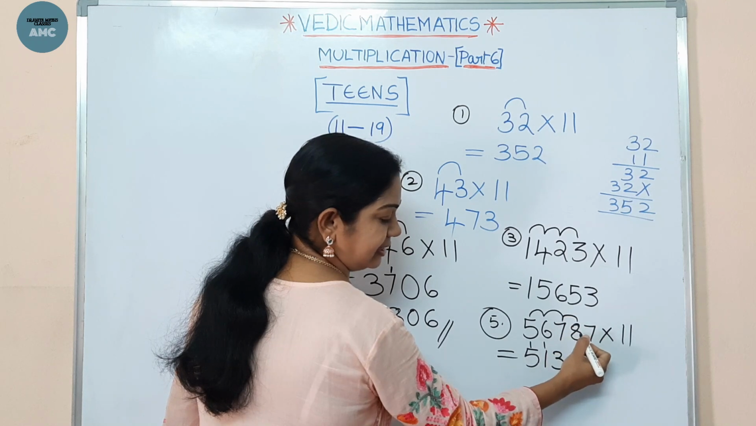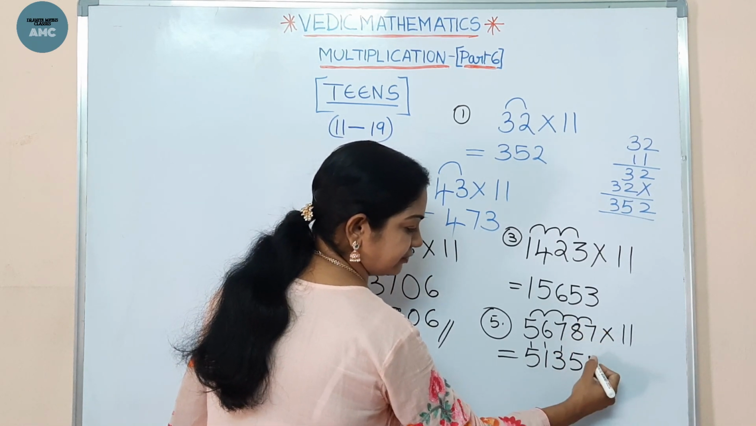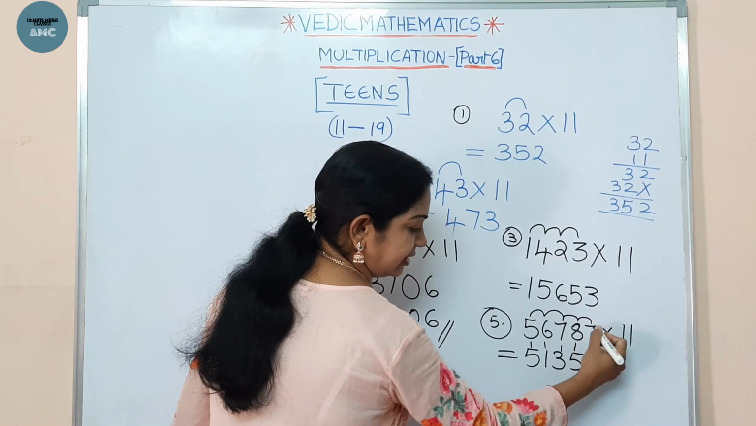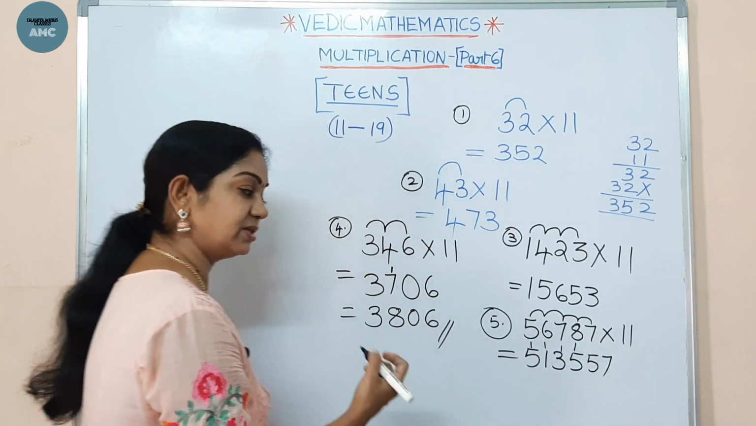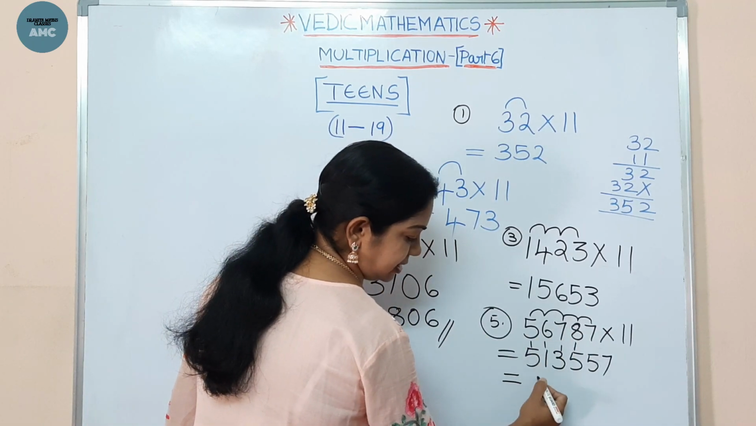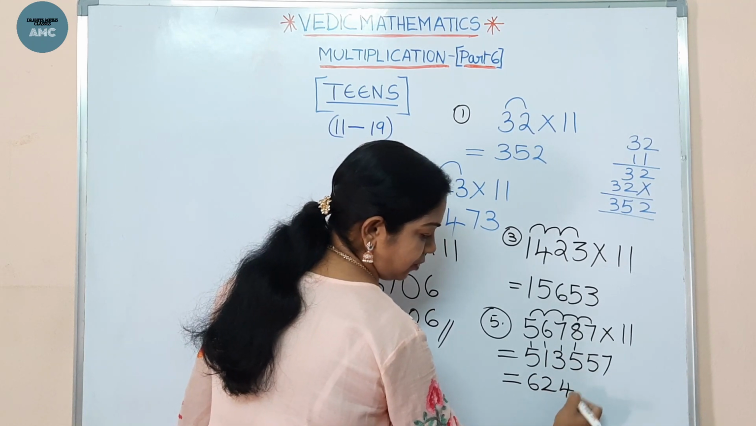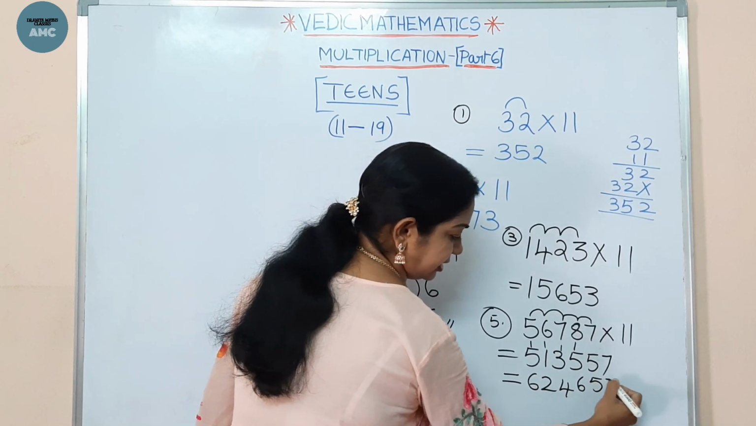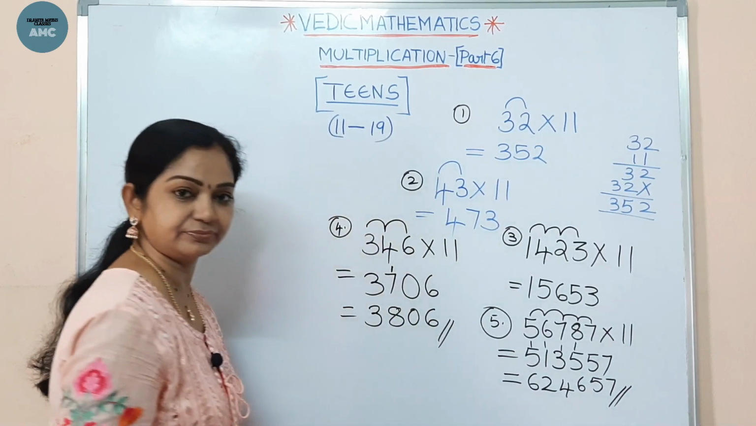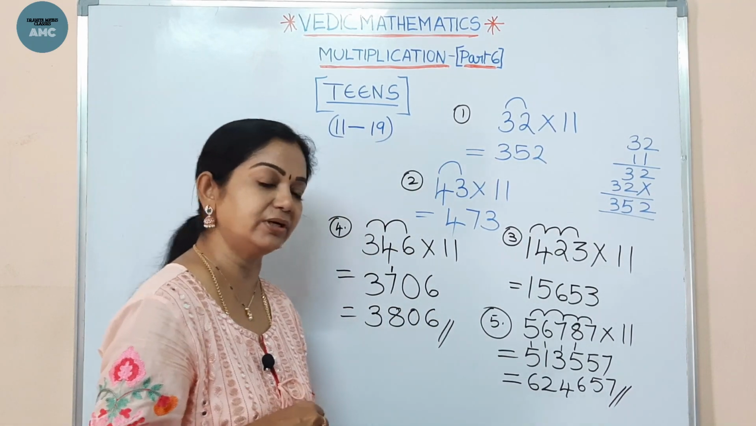Now 7 plus 8 is 15, write 5 and carry 1, and 8 plus 7 is 15, 5 plus 1 carry, and the last number. Now this is not the answer, we have to include the carryovers. Now see here, 6, 5 plus 1, 6, 2, 4, 6, 5, 7 is our final answer. Right, now this technique works out for 11.